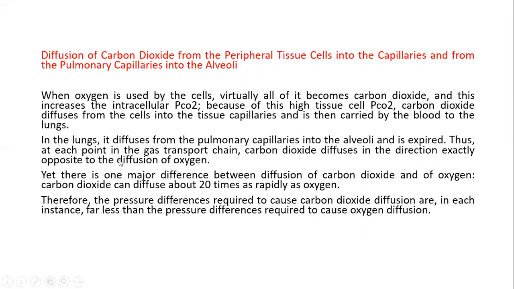Thus, at each point in the gas transport chain, carbon dioxide diffuses in the direction exactly opposite the diffusion of oxygen. Yet, there is one major difference between diffusion of carbon dioxide and oxygen. Carbon dioxide can diffuse about 20 times as rapidly as oxygen.